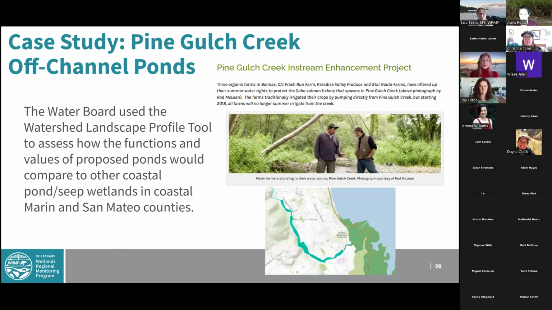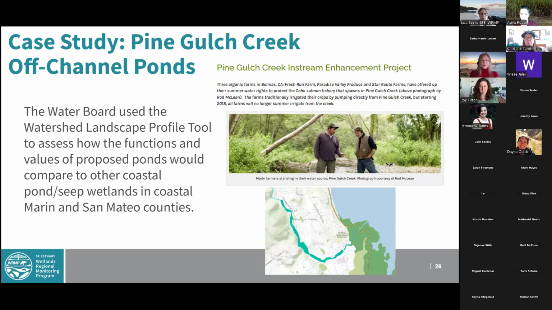So a case study of how these tools have been used in regulatory decision-making is the Pine Gulch Creek In-Stream Enhancement Project. And for folks who aren't familiar with this project, this was a long-term effort and a really, really neat collaborative effort between the Marin RCD, the National Park Service, and a lot of resource and regulatory agencies to try to help recover habitat for rearing coho salmon in Pine Gulch Creek, which is a tributary of Bolinas Lagoon along the outer Marin coast.